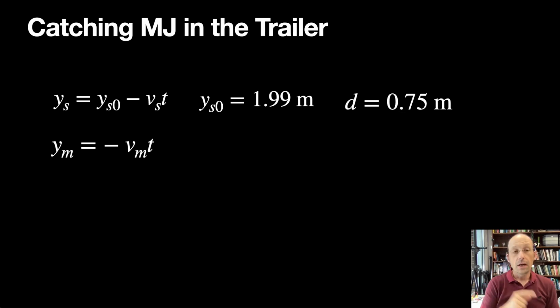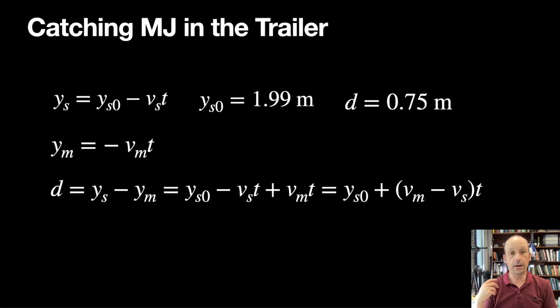Okay, so there is my position of Spider-Man, there's my position of MJ, and I want the distance between those two to be 0.75. So if I just set distance as ym minus ys, I can solve for everything. So d is ys minus ym. I'm just going to put in the expression for the position of Spider-Man and the position of MJ, and then solve for t. Really, that's all I have to do.